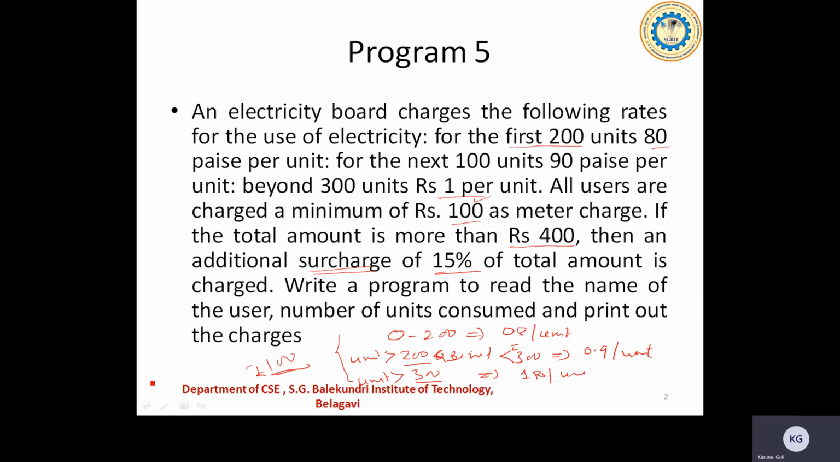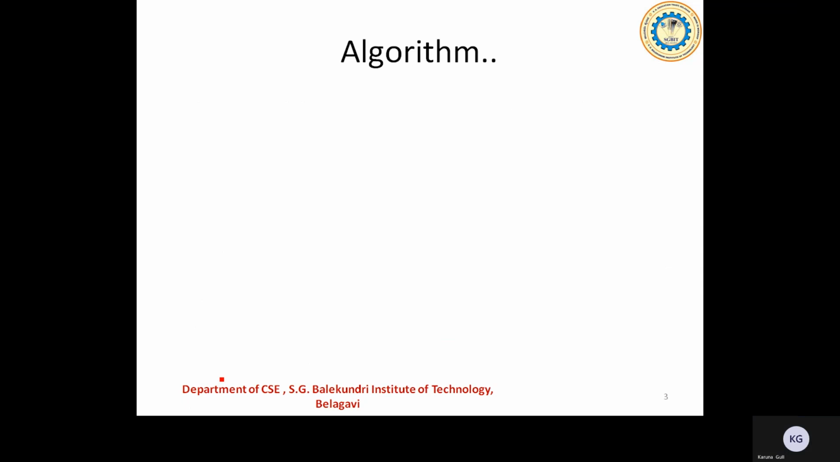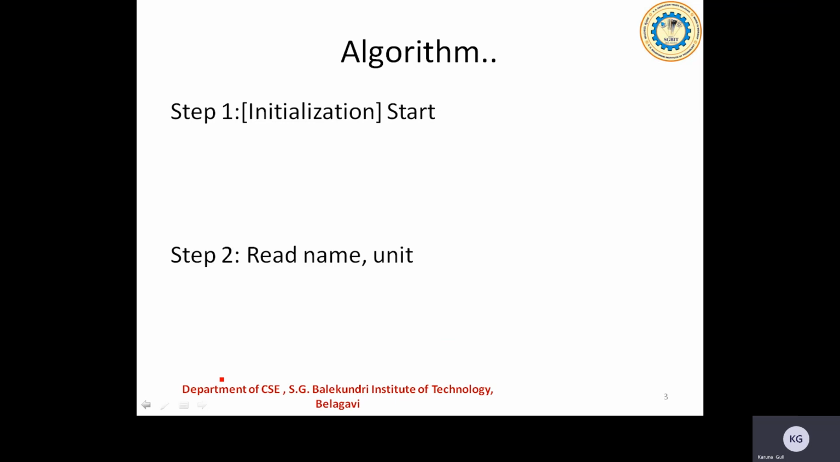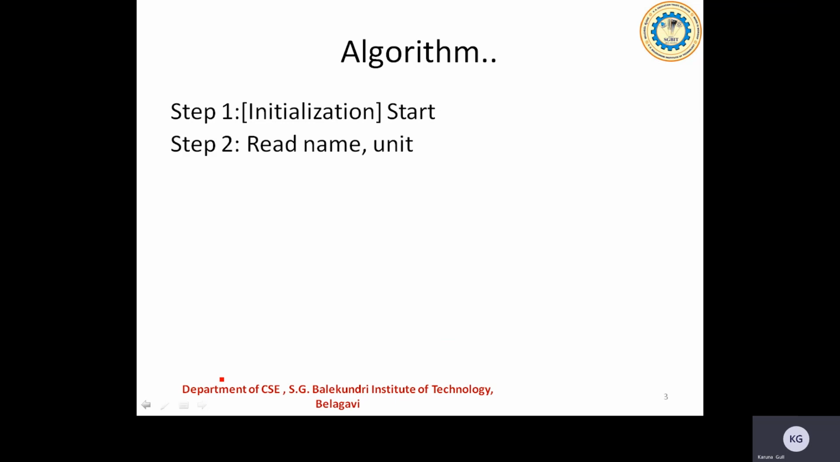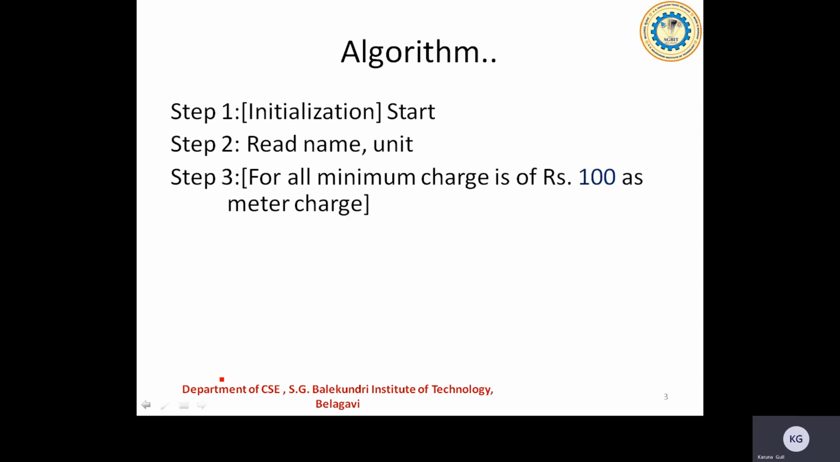So let's look into the algorithm, which is going to do the task mentioned here. First we'll write the algorithm. We are going to read the name and the unit, because they have told us to read the name and the unit. Once you read the unit, then what are we supposed to do? Now minimum 100 rupees you have to pay, whether you consume the unit or you are not consuming the unit.